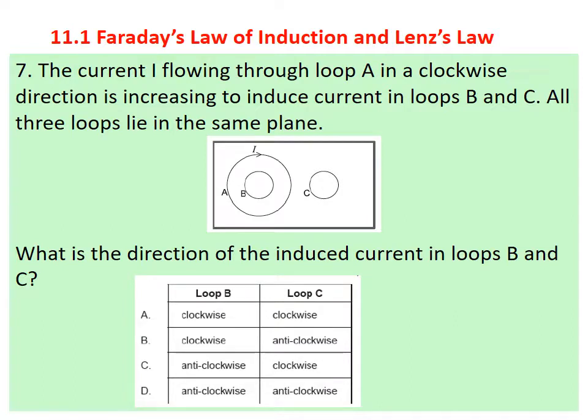Number 7, the current I flowing through loop A in a clockwise direction is increasing to induce current in loops B and C. All 3 loops lie in the same plane. What is the direction of the induced current in loops B and C?